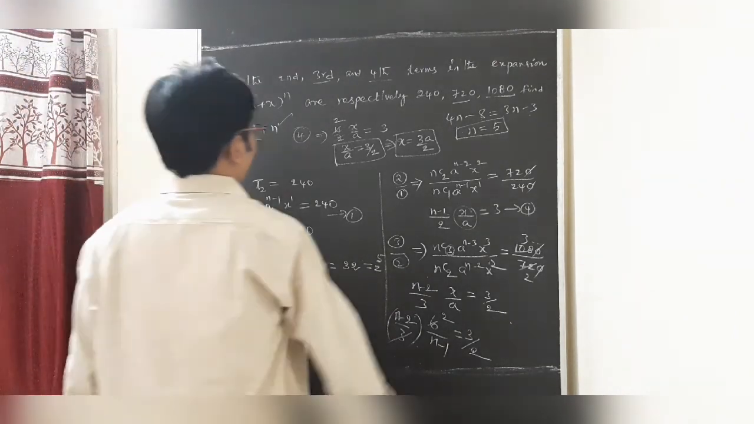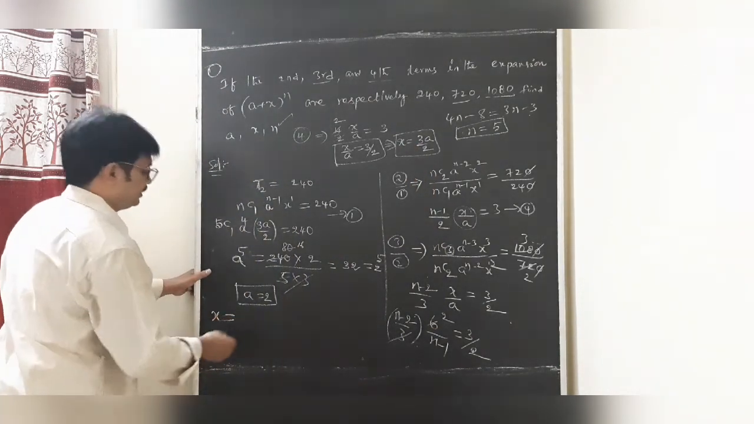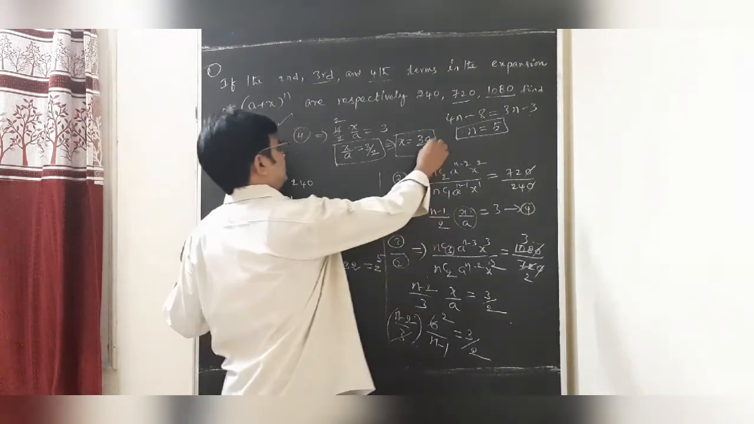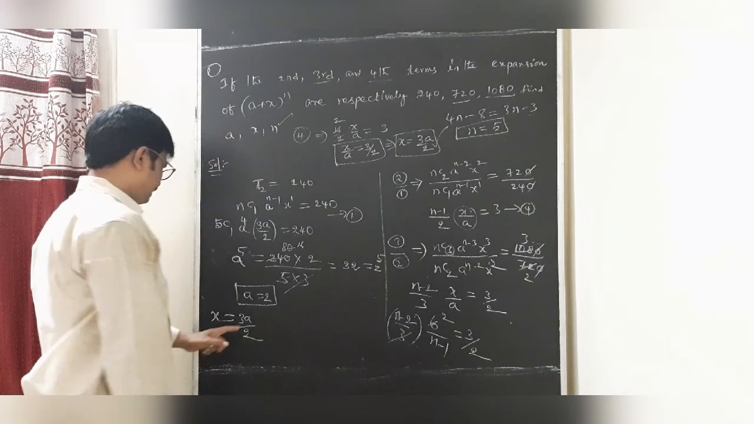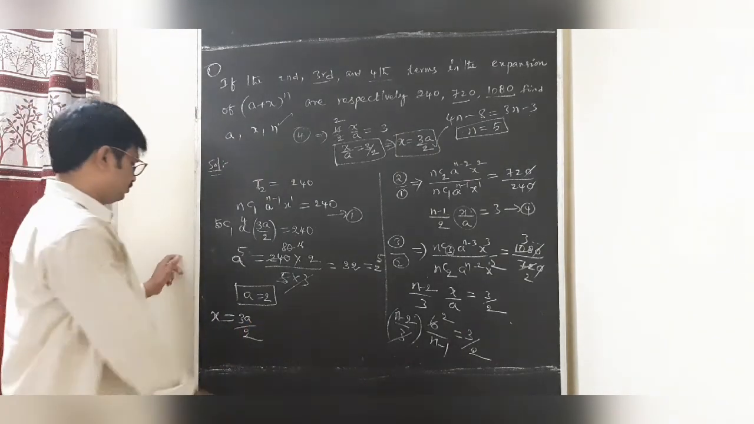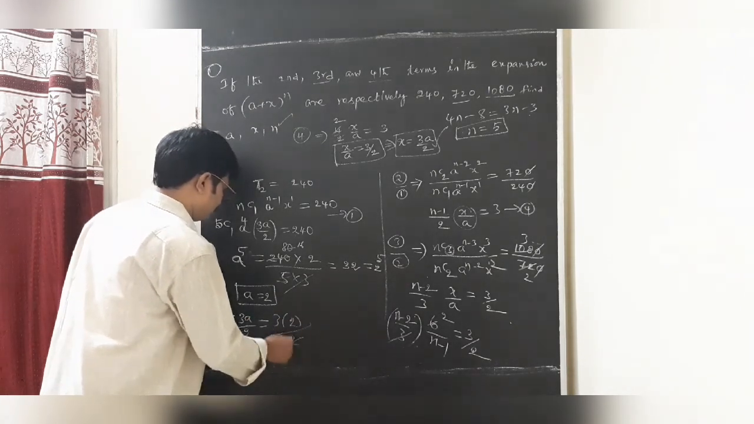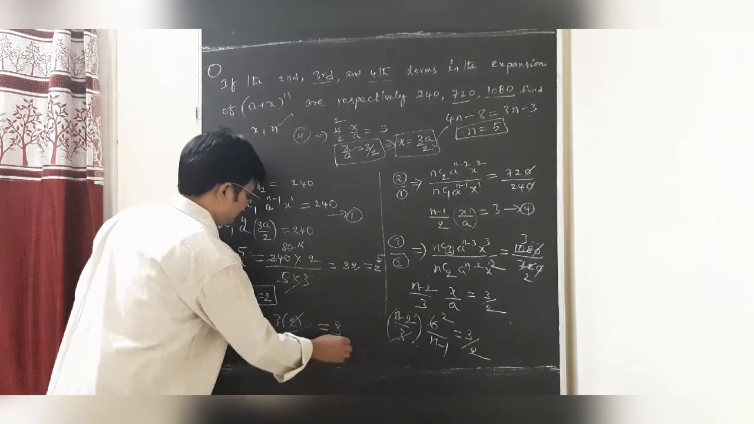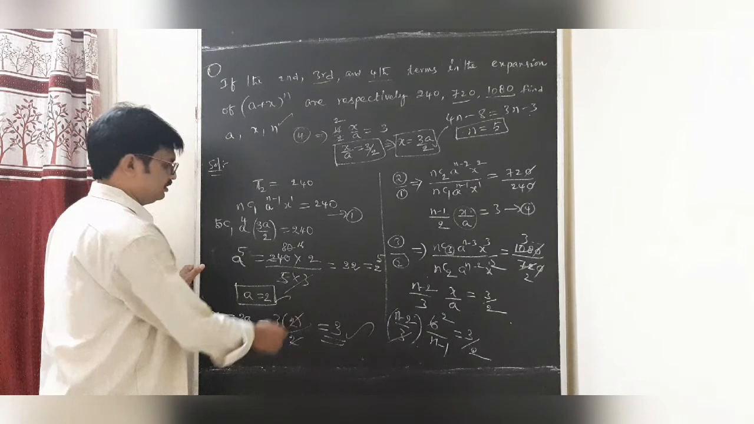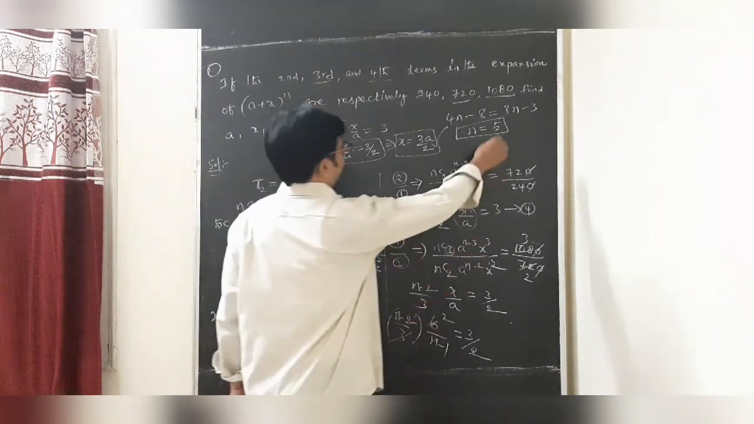Now the value of x. X equal to 3a by 2. My dear students, x equal to 3a by 2. So a will be 2, 2 cancel. This is 3 into 2 upon 2, 2 cancel, this is 3. Dear students, x value is 3, a value is 2, and the value of n is 5.